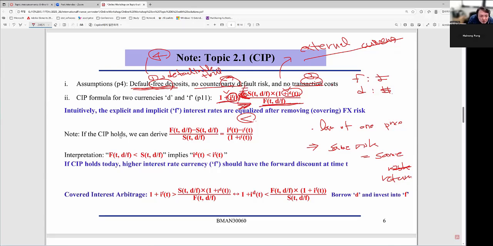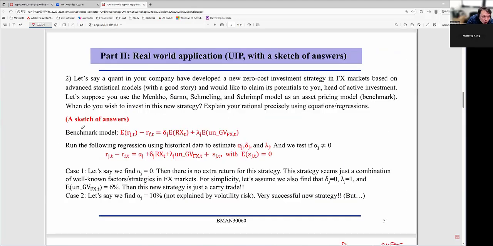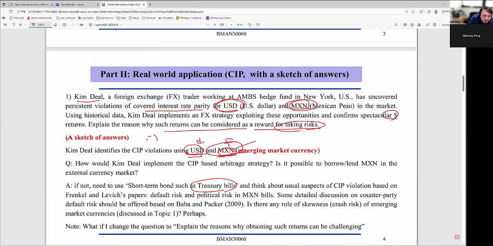Maybe the difference is coming from exploiting CIP violations using T-bills. Some of the profit could be political risk, the premium from taking political risk, or the premium from taking credit risk. Okay, that's one of the answers you can provide here. Why can such returns be considered a reward for taking risk?